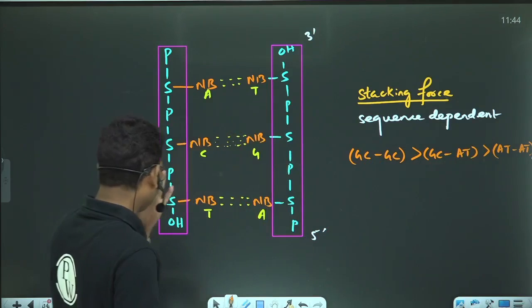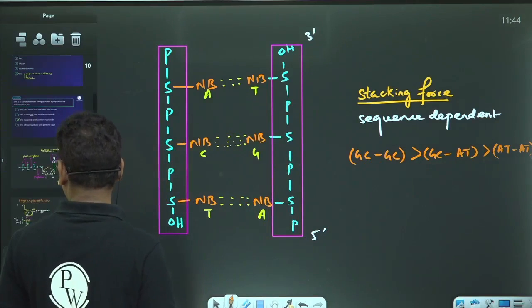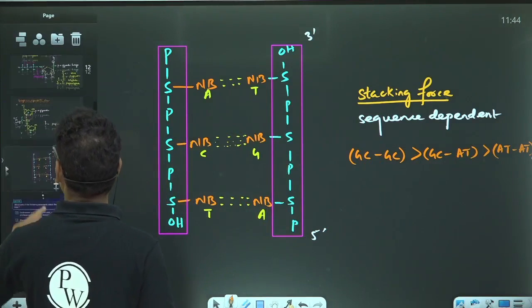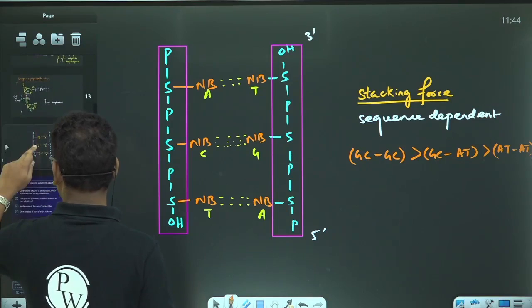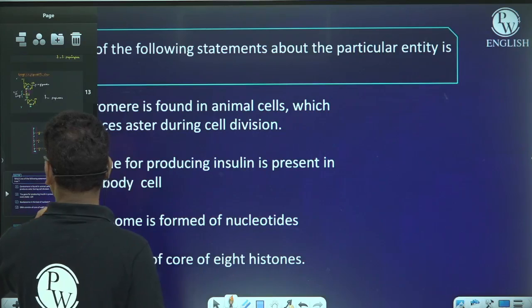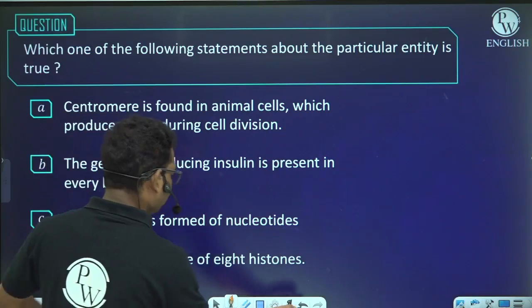So these are the different linkages in a DNA or any nucleotide chain. Okay, now let's move to the next topic.